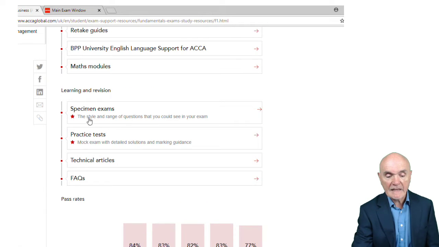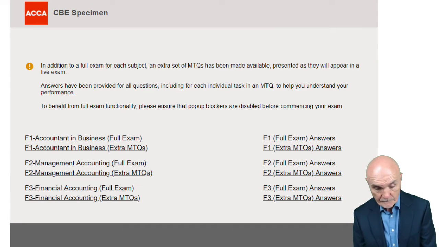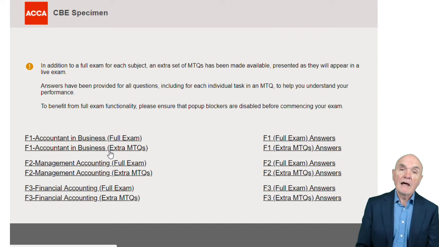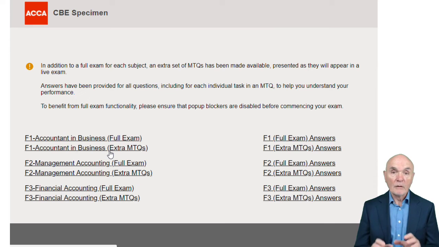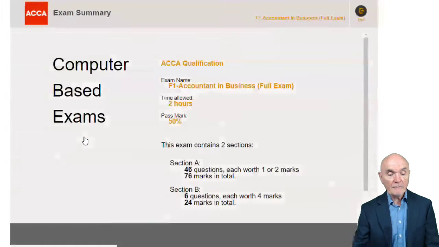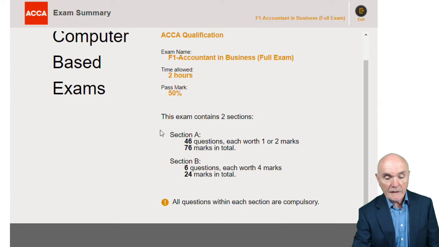Let's just look at the specimen exams here, just to show you what's going to be shown within the specialist exam. It'll take you through a window like this. And it has basically here got 3 specimen exams, full exam, and then you've got some additional or extra multiple task questions there. And if we go on this one here, and then we're going to be looking at this one here. So here's your breakdown, 46 marks and 24 marks, 6 questions, each worth 4 marks here.